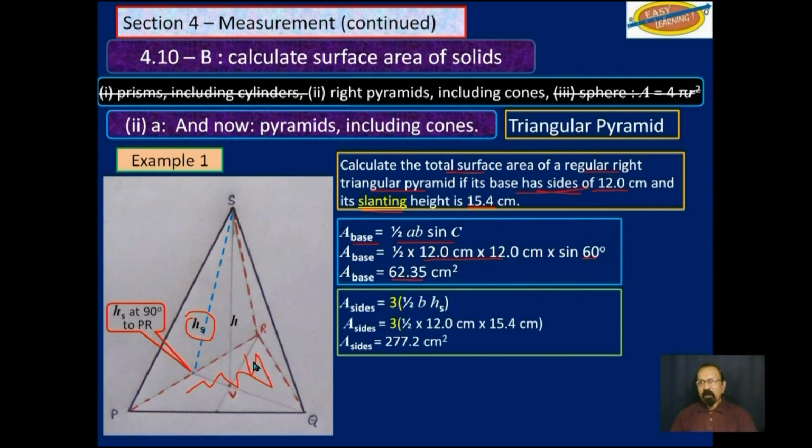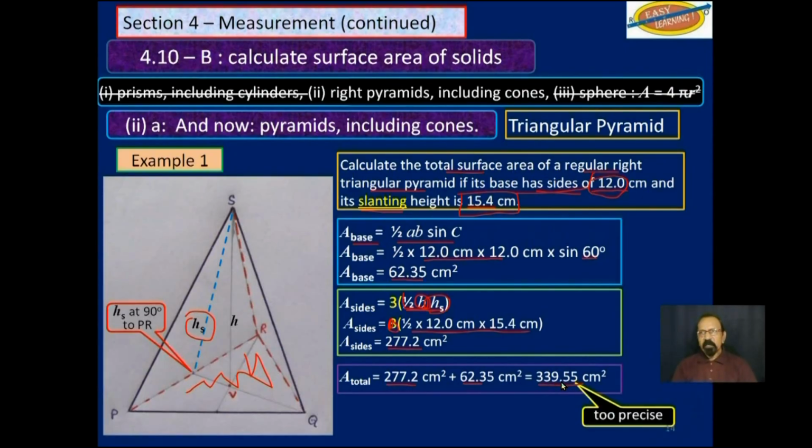Now, the area of one of the slanting triangular sides would be half of the base, which is 12 centimeters, times the perpendicular height, and in this case, that is 15.4 centimeters. We substitute that. This would be the area of one of the side triangles. For three of them, you get that. So now we add those two. This is the area of the side triangles. That's the area of the base triangle. We add them, we get this.